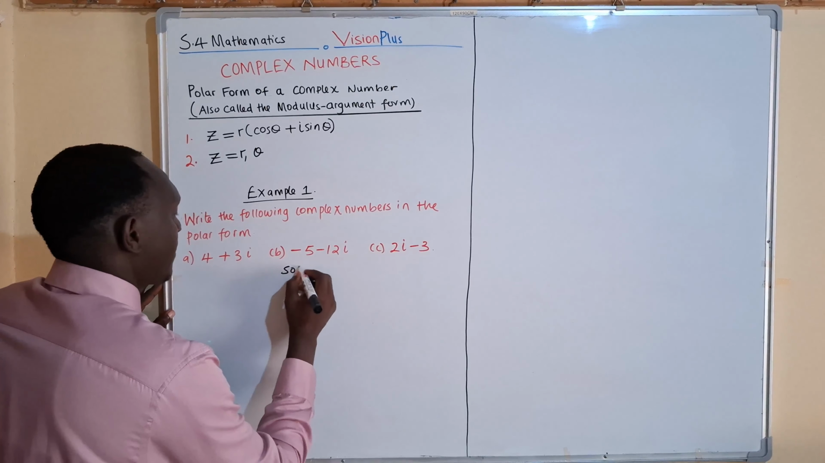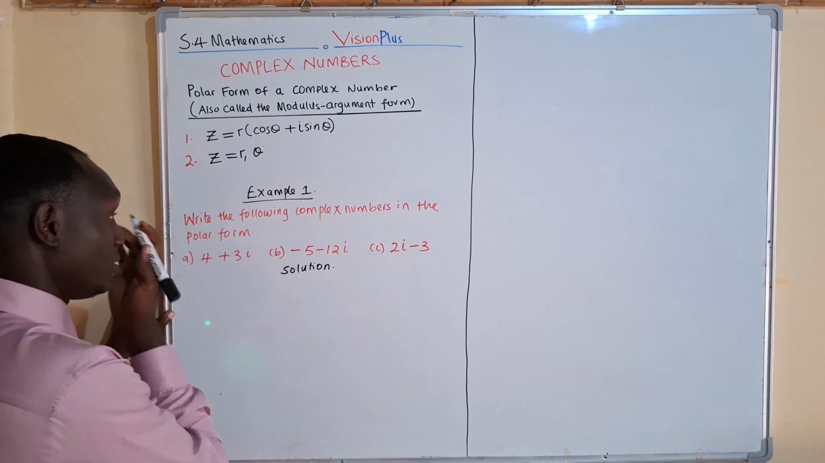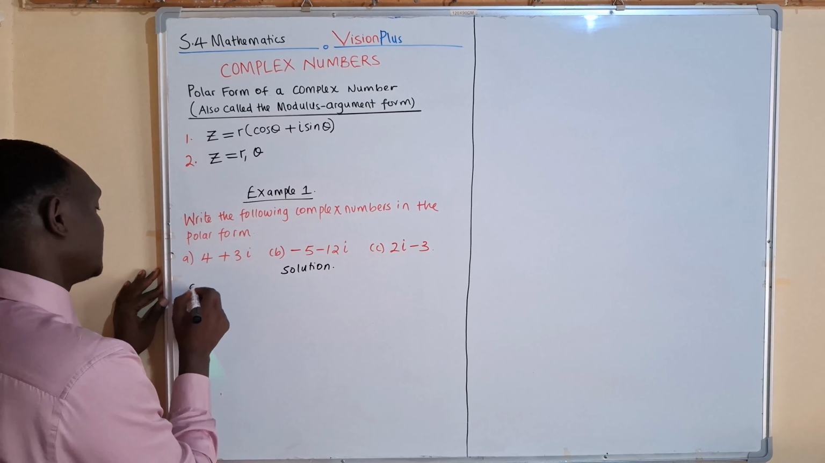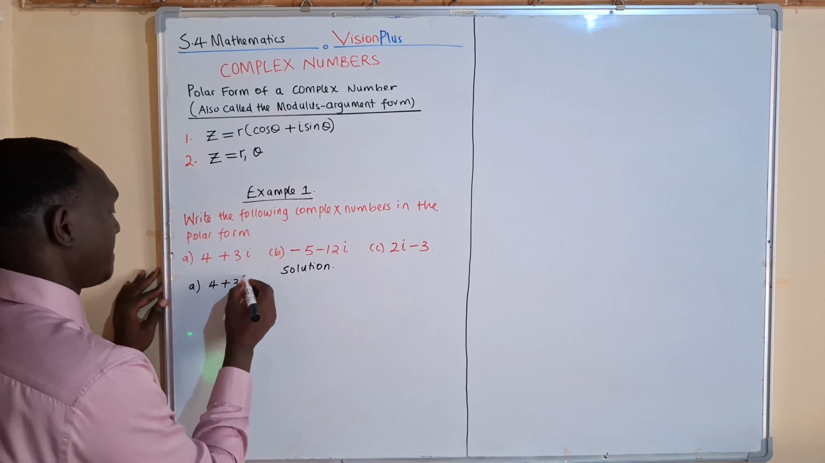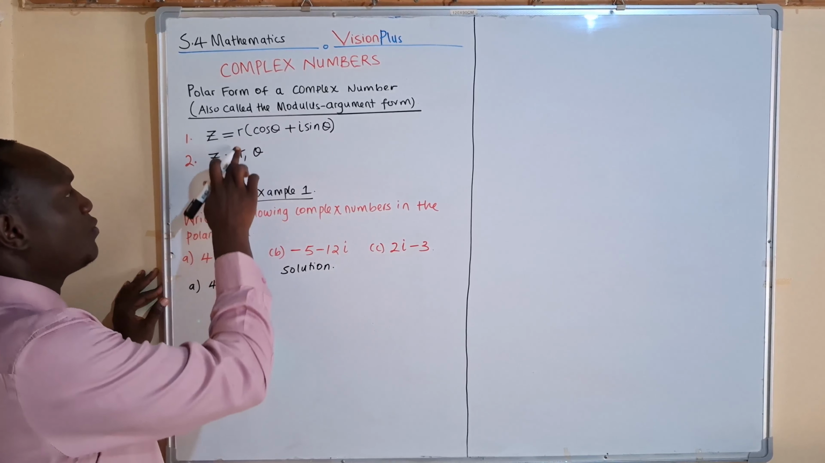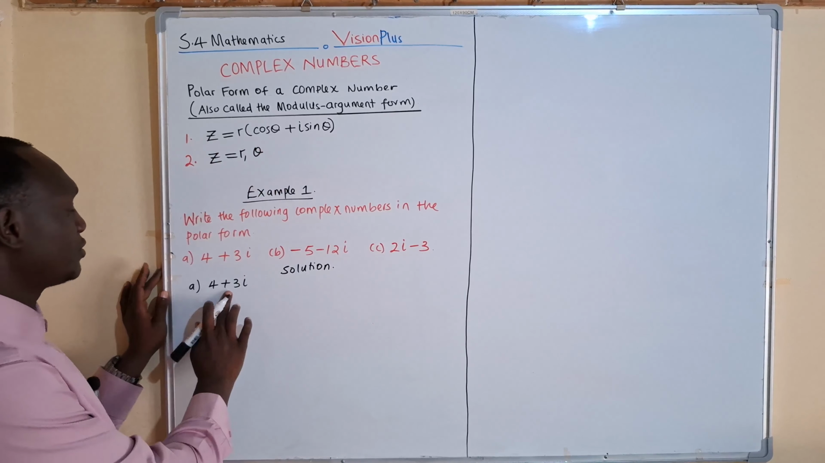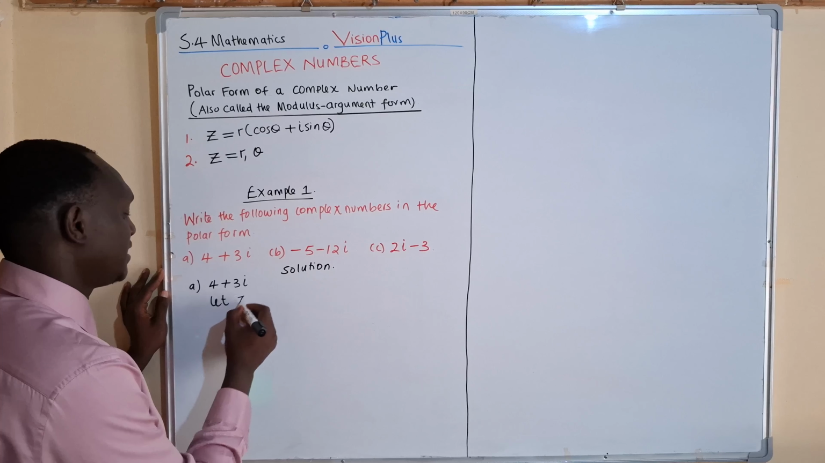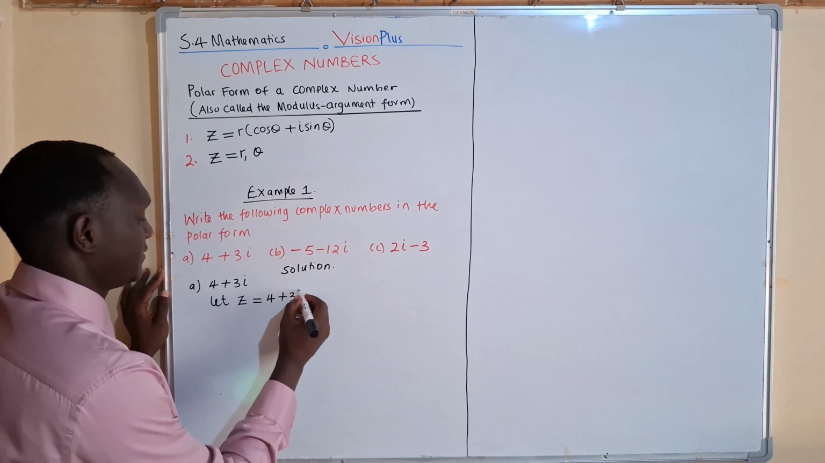Now, coming to example 1. We need to write the following complex numbers in the polar form. Part A says we need to write 4 plus 3i. So what do we need to do? For it to be in this form, we need the magnitude of the complex number and the argument of the complex number. So let z be that complex number 4 plus 3i.